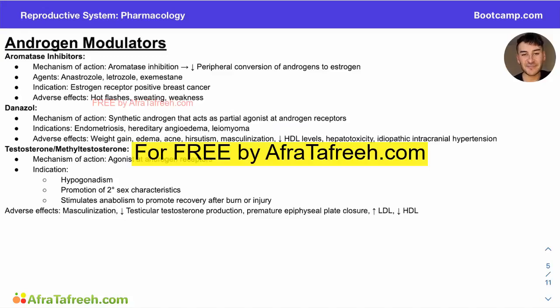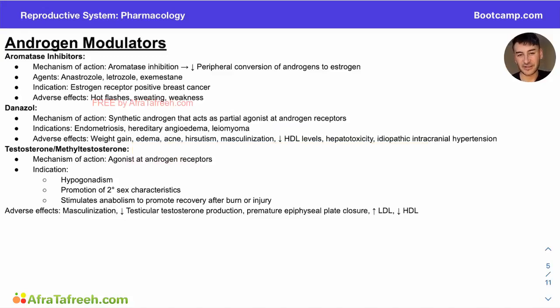Alright guys, let's get busy talking about androgen modulators. Now, when it comes to androgen modulators, there are a variety of indications for these drugs, ranging from prostate cancer to breast cancer to male pattern hair loss. And so there are going to be a number of things we need to know about how they operate and where they operate throughout the body.